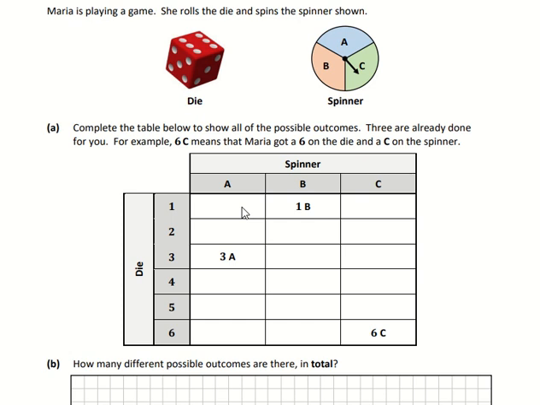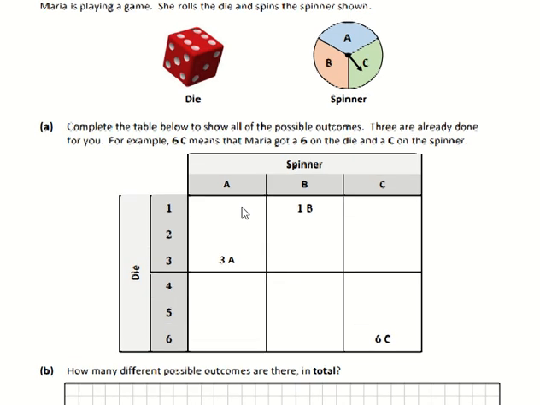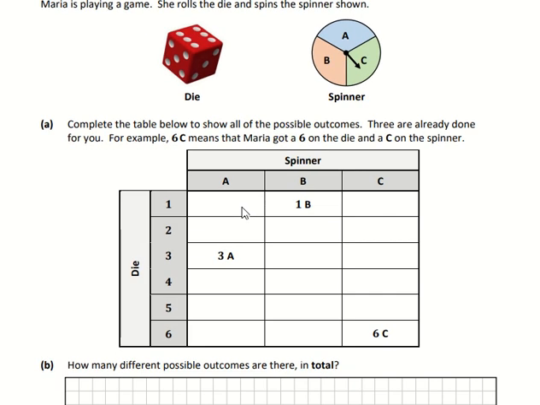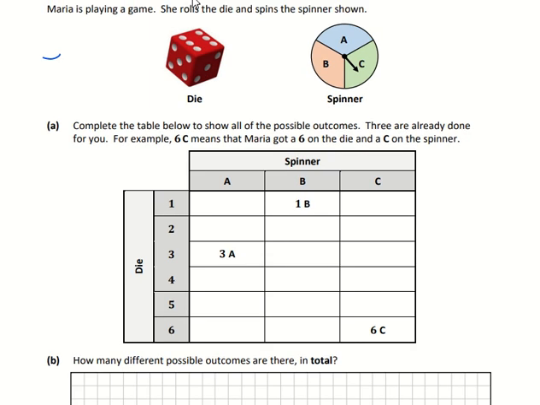The first part asks us to fill in the sample space. Well, 1B there just represents getting a 1 on the die and B on the spinner. Therefore the first space in the top corner is going to be a 1 and an A, so you just need to look to the side and look up to the top. You can kind of figure out what will go in anyway without even reading the top of the question.